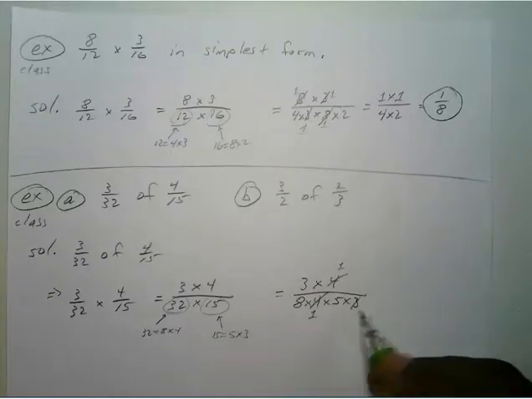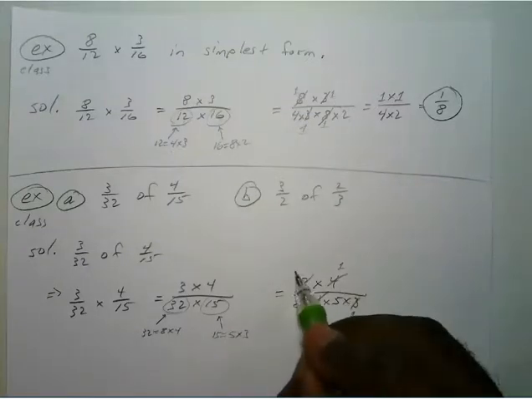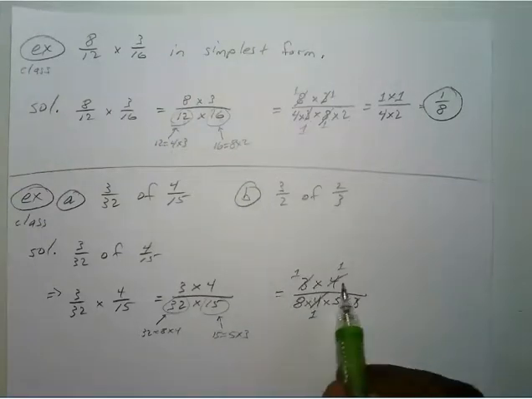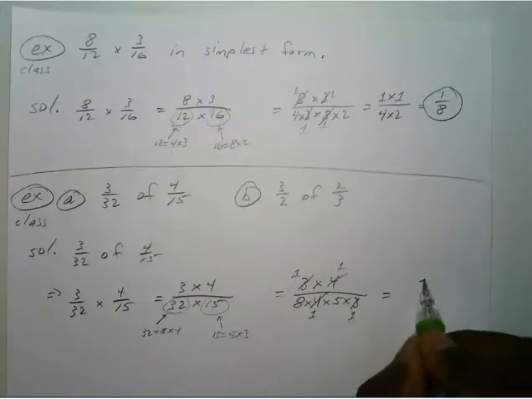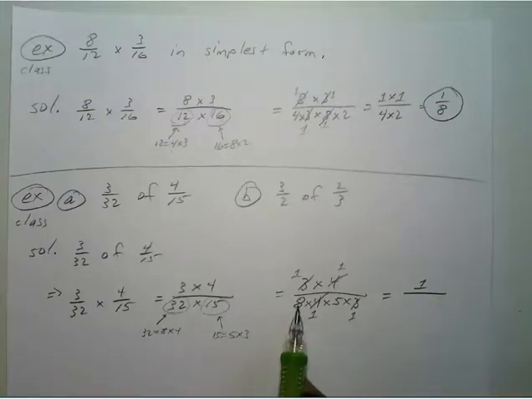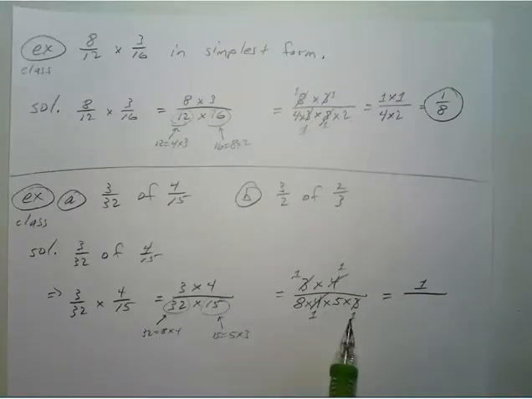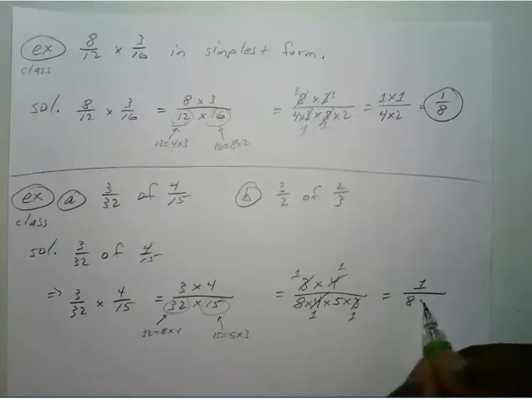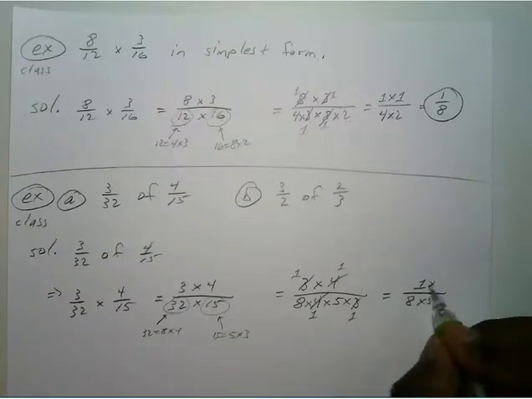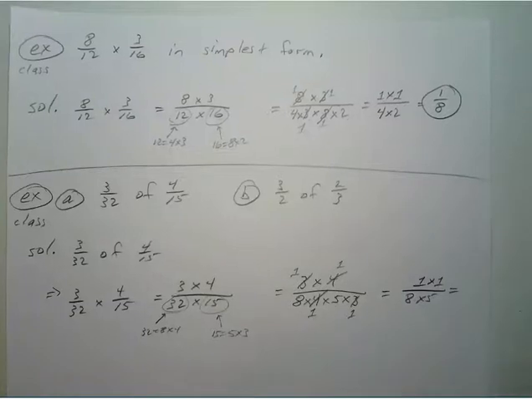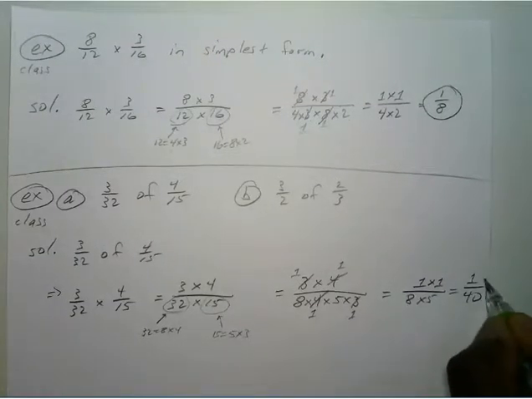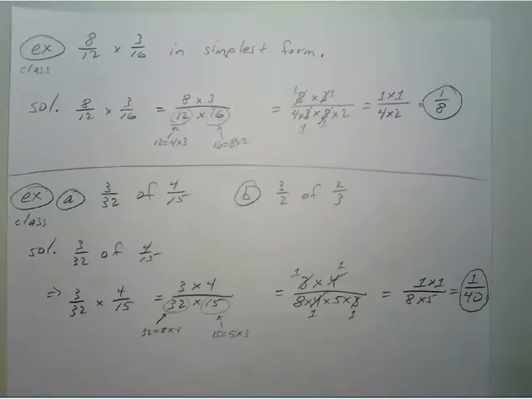You have a 3 in your denominator and a 3 in your numerator. They cancel out and become 1. So you end up with 1 times 1, which is 1, over 8 times 5 times 1 times 1. You don't have to put the 1s there. You have 8 times 5. Well, I'll go ahead and write it out. 1 times 1, which gives you 1 over 40. So that's problem A.